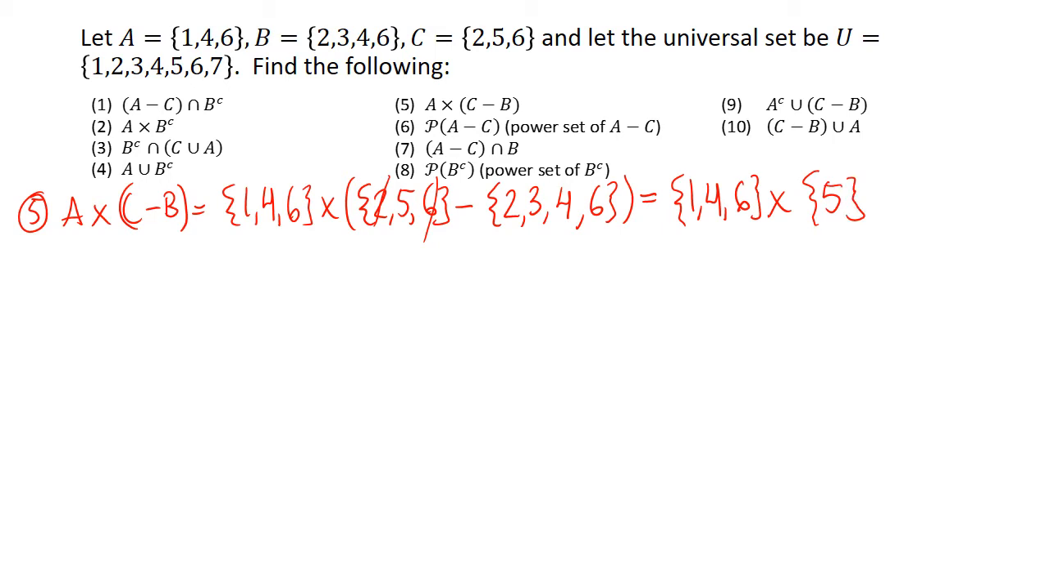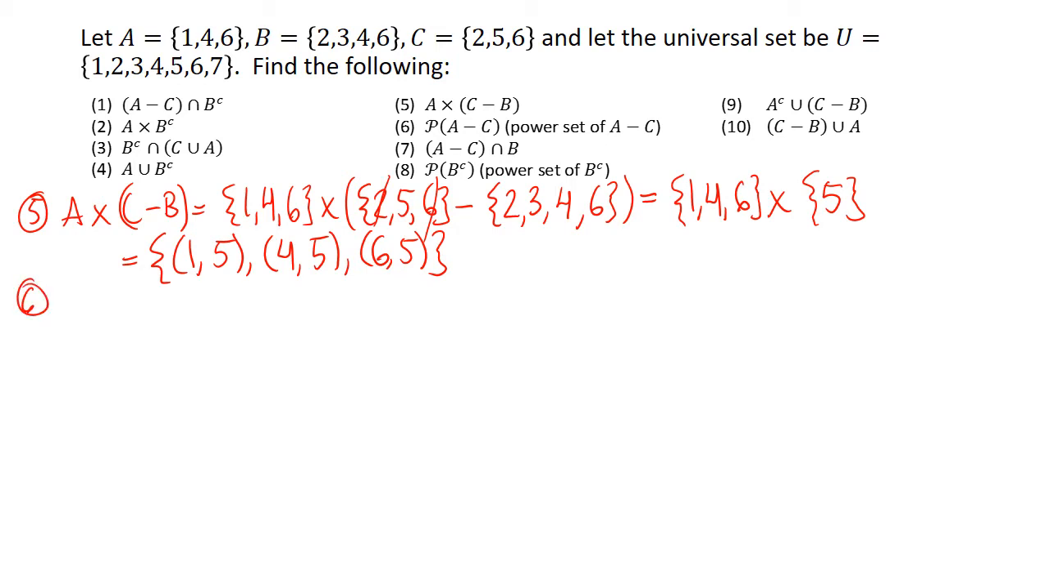Okay, so that makes this Cartesian product pretty easy. So this is the set of all ordered pairs where the first thing is in the first set and the second thing is in the second set. So they all have to end with 5, and then they can either start with 1, 4, or 6. Okay, so I just get those 3 ordered pairs.